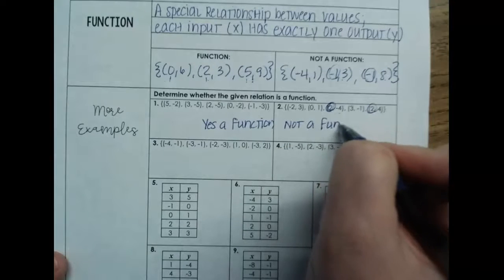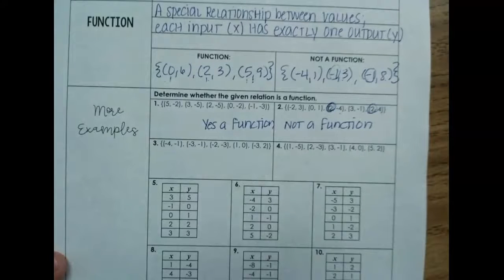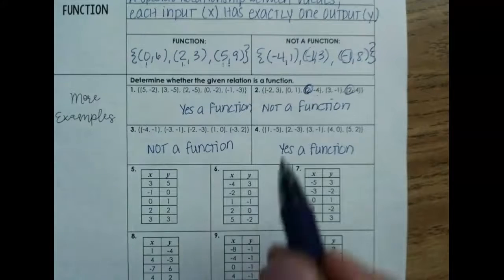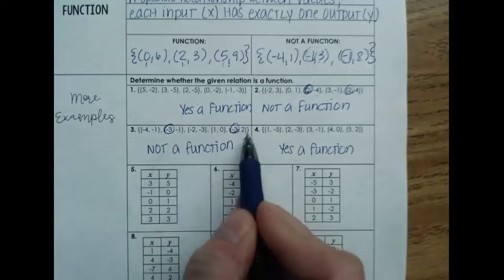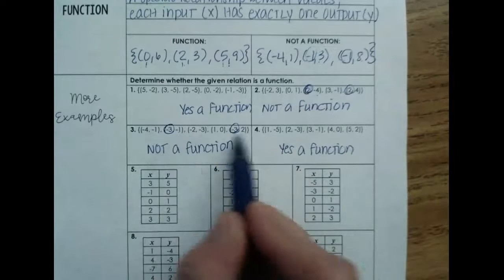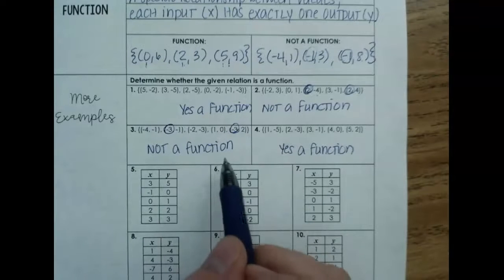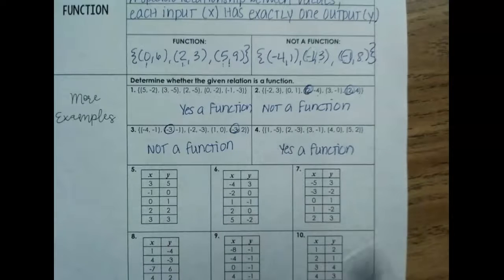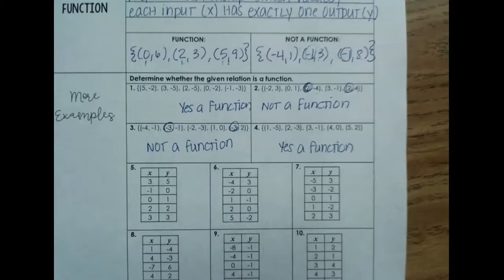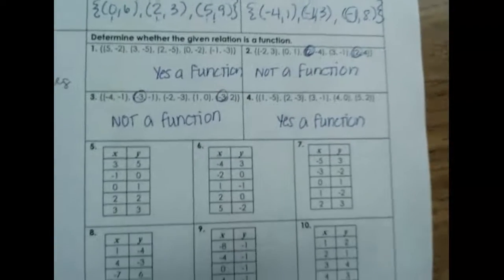I want you to try the next two on your own. Pause the video and come back and see how you did. Alright, so for number 3, looking through, the -3 repeats and it has different y values. If they had the same y value, it's the same point, so it won't matter. But these have different y values, so they're different points, not a function. And on number 4, all the x values are unique. They do not repeat. Alright, so that's one representation that we can use, is we can use these points.